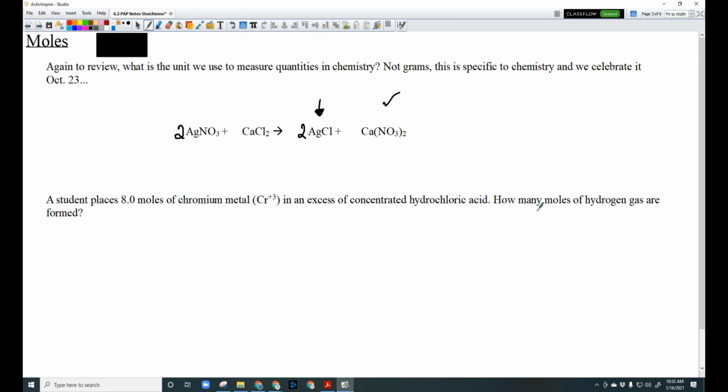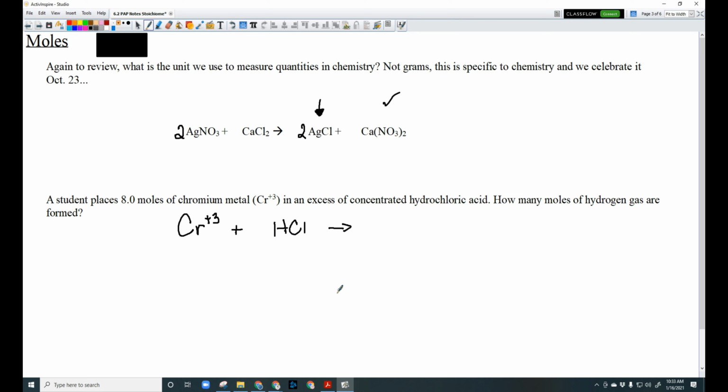All right, so a typical question might be: a student places 8 moles of chromium metal, which is Cr plus 3, with an excess of concentrated hydrochloric acid. How many moles of hydrogen gas are formed? In order to do this, we have to have an equation. So let's go ahead and write this out. Chromium plus 3, chromium metal, is placed in an excess of hydrochloric acid. So we're going to put it with hydrochloric acid, HCl.